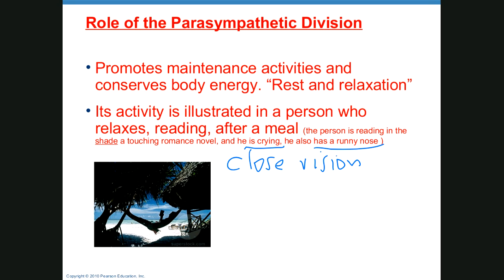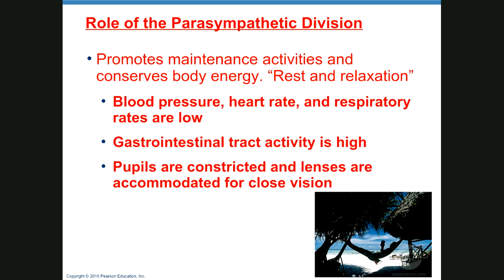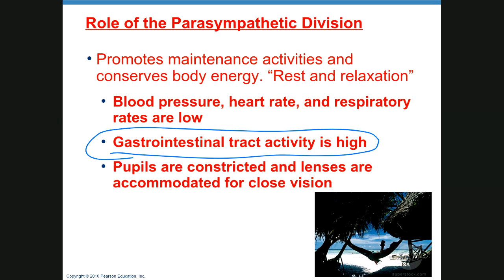Okay. The heart rate will be low. Respiratory rate will be low. Blood pressure will also be lower. So blood pressure, heart rate, and respiratory rates are low. Gastrointestinal activity will be high, so digestion is taking place. Pupils are constricted because when we're looking at an object that is close to our face, our pupils constrict. Lenses are accommodated for close vision, so the person is reading.